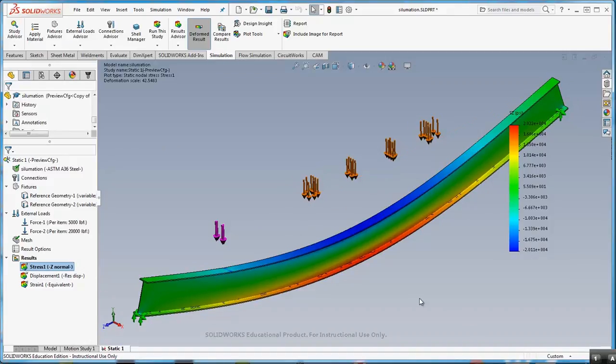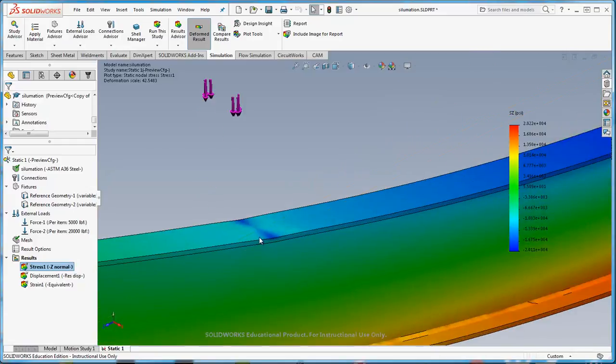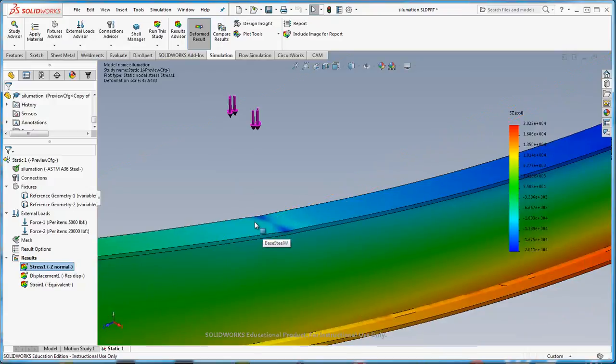Now when you're looking at results on simulation studies, you want to be very wary of any stress results near locations where you have concentrated loads and/or constraints. But since my stress is in the middle of the beam here, away from any concentrated forces or boundary conditions where the fixtures are, I believe these numbers here. And I believe them even more so because they're nice and smooth. You can see here where the load's added, I can't believe these numbers here because there's too much going on. There's too much of a concentrated load there.